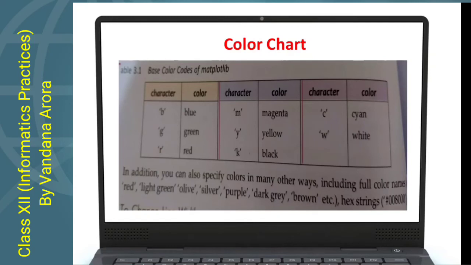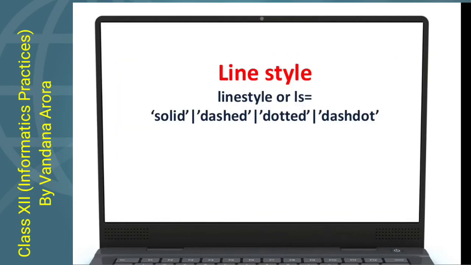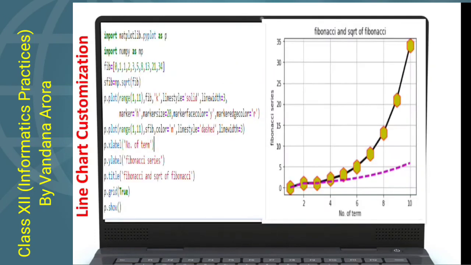Clear? Most of the time we use the first letter for the color, like b for blue, but in case of black the first letter is again b, so we will use the last letter k for black. Then we have different line styles available in Python. To change the line style, we write the code linestyle equal to, or we can write ls equal to solid. Solid is the default line style. In case of a line chart, we can use dashed style, dotted style, dash-dot style. We have 4 line styles in Python for the line chart.